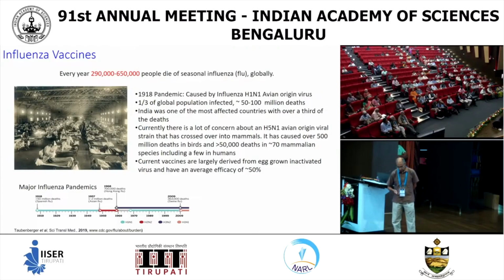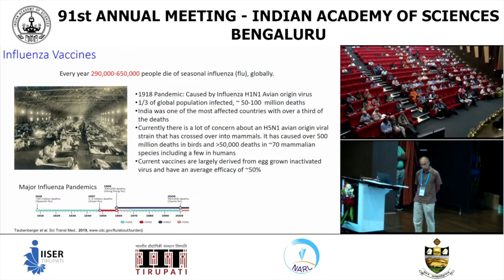And as you can see, the numbers are pretty staggering, right? So it's caused over 500 million deaths in birds all over the world. And it's present in approximately 70 mammalian species. Fortunately, it hasn't really crossed over into humans in a sustained way. There's been no human-to-human transmission of this particular strain, but it illustrates the dangers and the constant threats which we have to face and which are increasing due to global warming, globalization, deforestation, and so on and so forth.